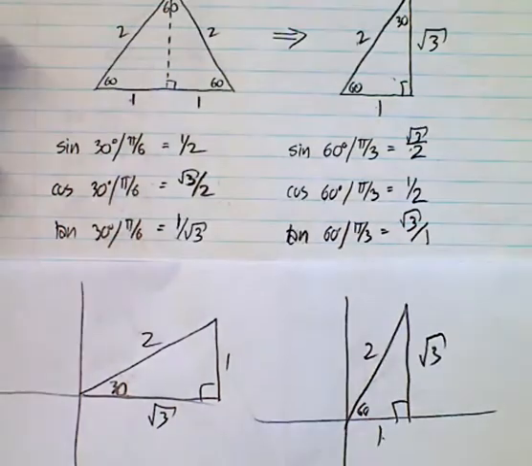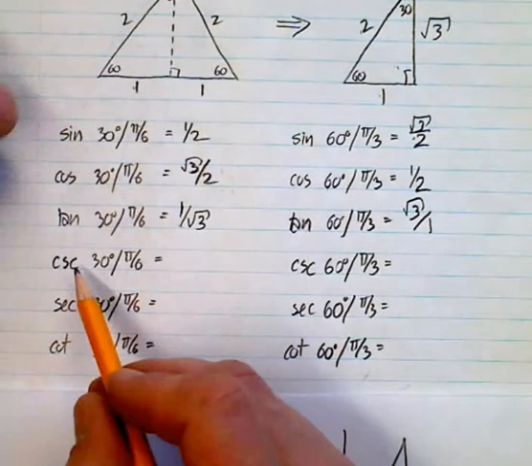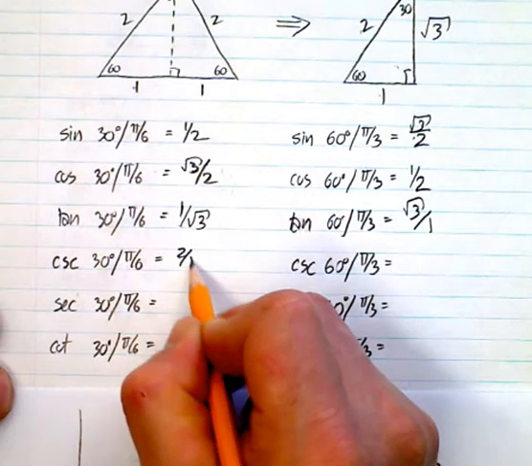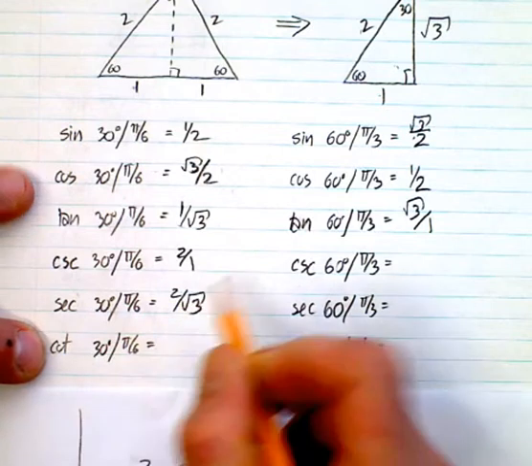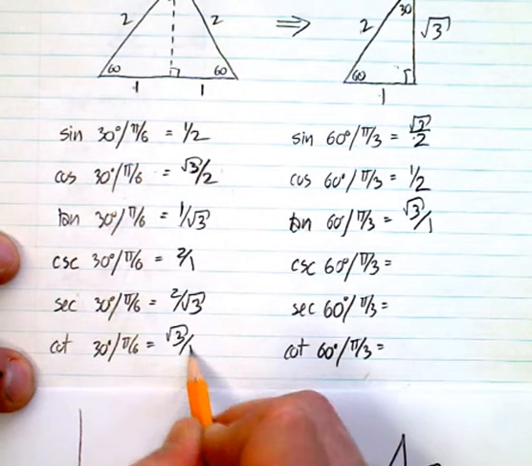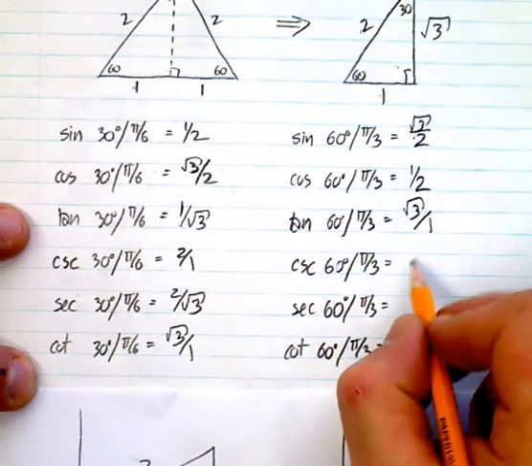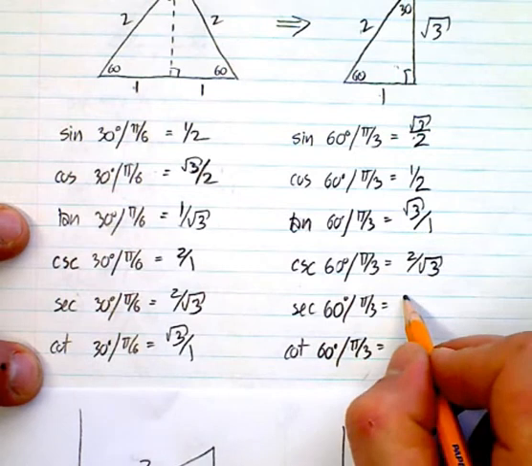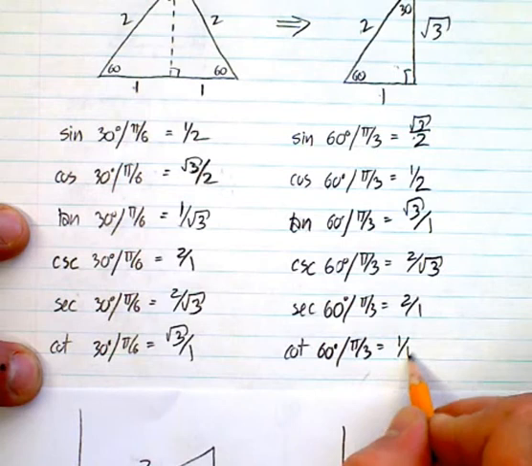All right, and now we're going to look at the reciprocal functions. So if sine 30 is 1/2, cosecant 30 is 2/1. Secant 30 would be 2 over √3, and then root 3 over 1 would be the cotangent. Similarly, the sine of 60 is root 3 over 2. The cosecant of 60 is 2 over root 3. The secant of 60 is 2 over 1. And the cotangent of 60 is 1 over root 3.